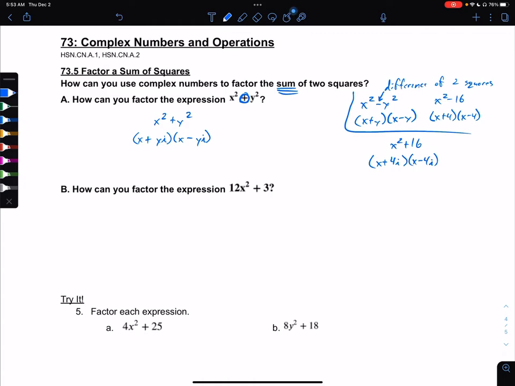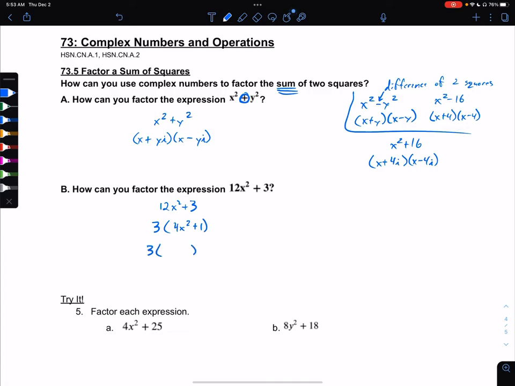So if we look at part B, how can you factor the expression 12x squared plus 3? Well, neither one of those are perfect squares. However, they do have a 3 in common. I would factor that 3 out, and I'd be left with 4x squared plus 1. Those are perfect squares.